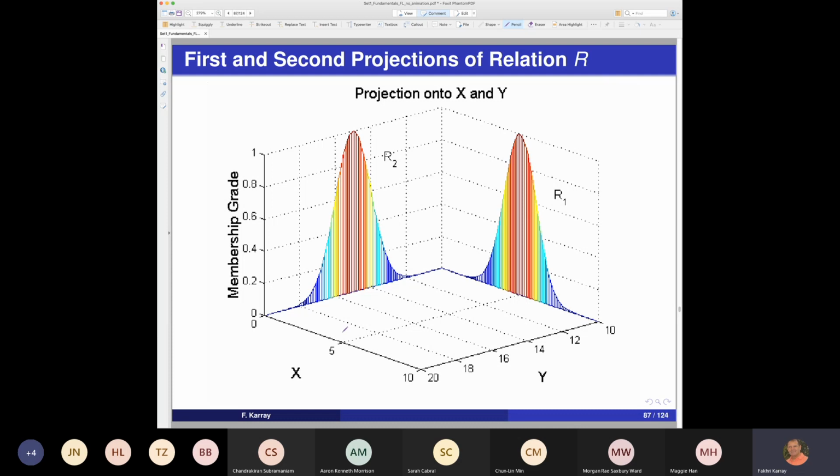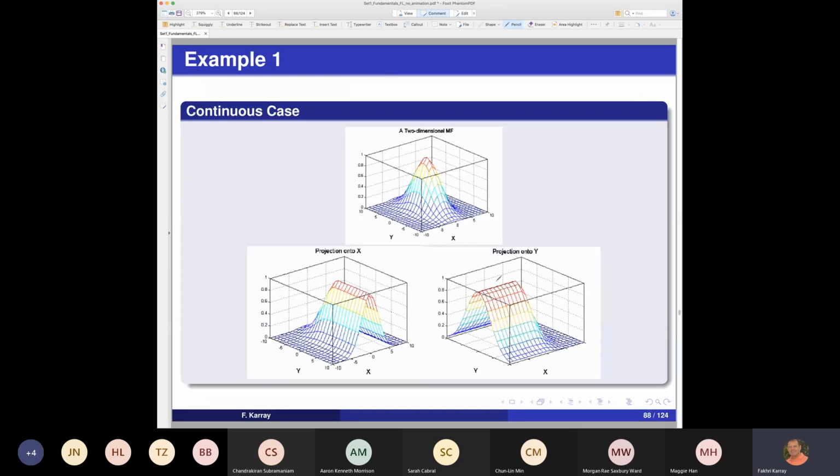Okay, so this is the type of projection. So this is projection onto y, projection onto x. So we came from a particular type of relation similar to this. We ended up with the relation here that is given by this membership function. And here, onto y, it's given by this membership function. So how do we construct it?